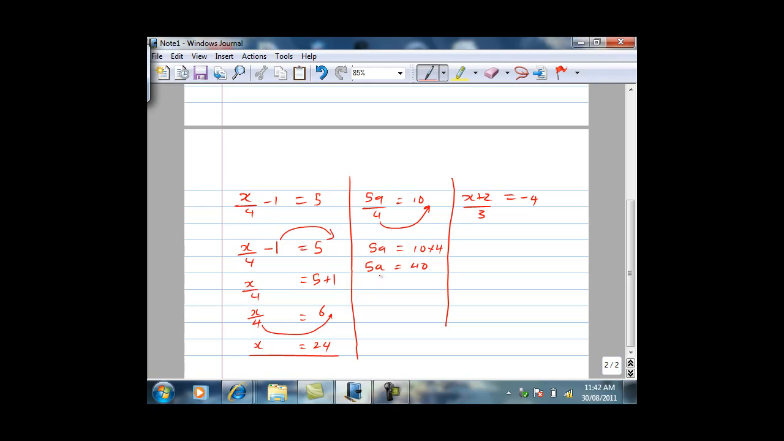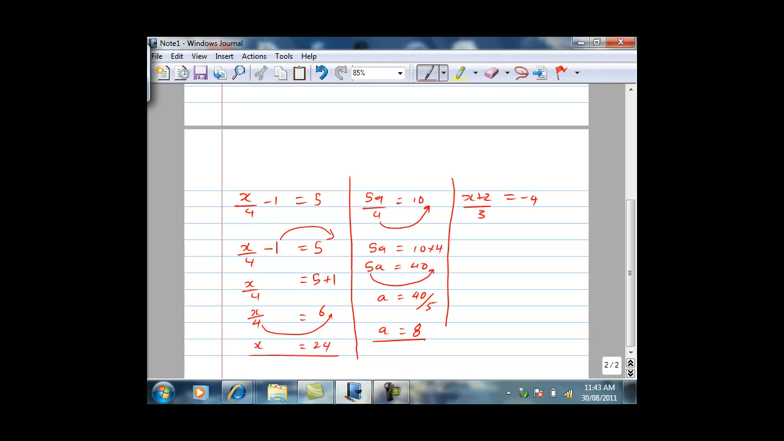and then we need to get rid of that 5 by removing it and taking it to the right hand side. 5 is multiplied to a, so if you take it to the right hand side, 40 will then be divided by 5. So a equals 8.